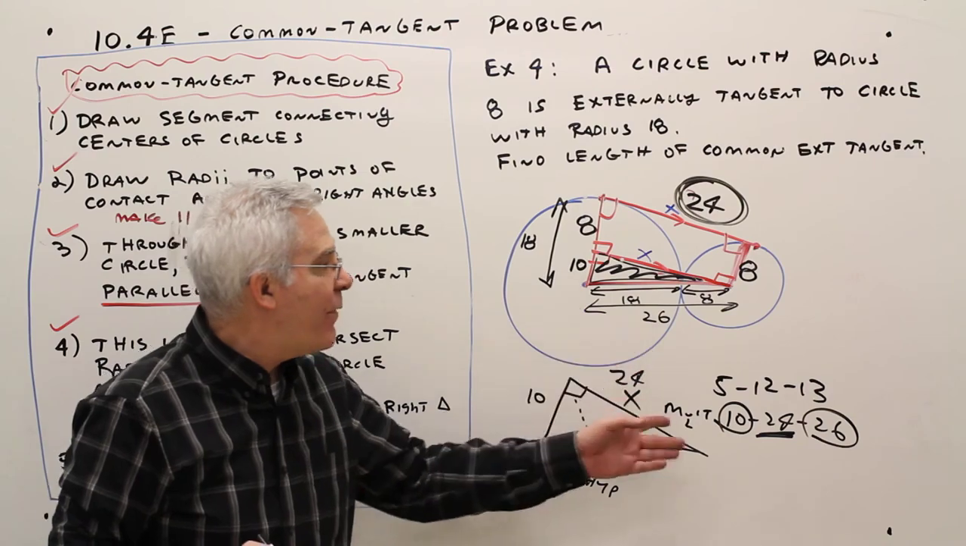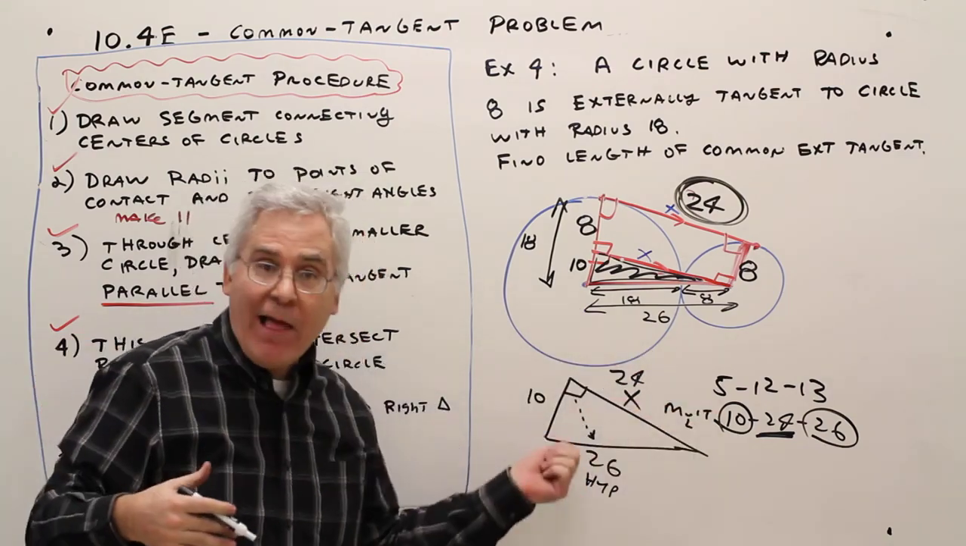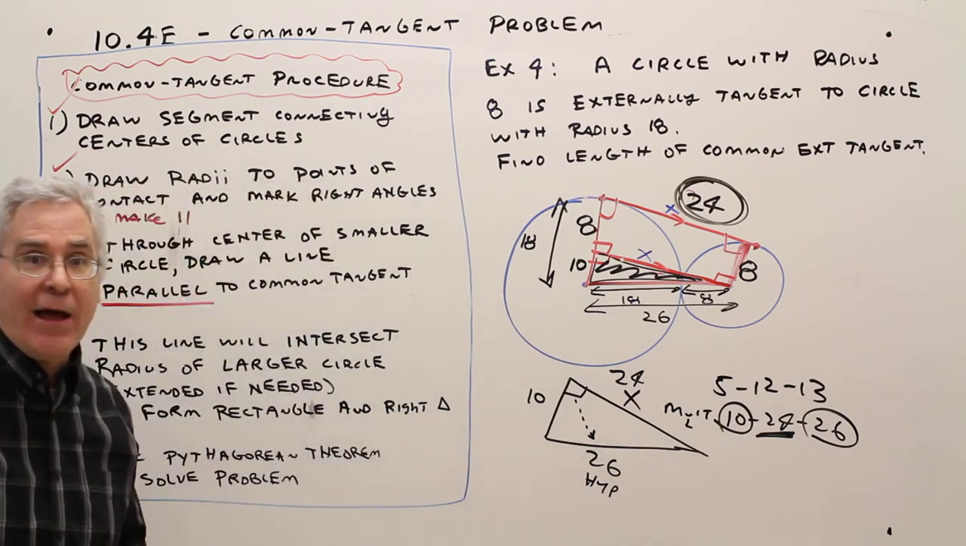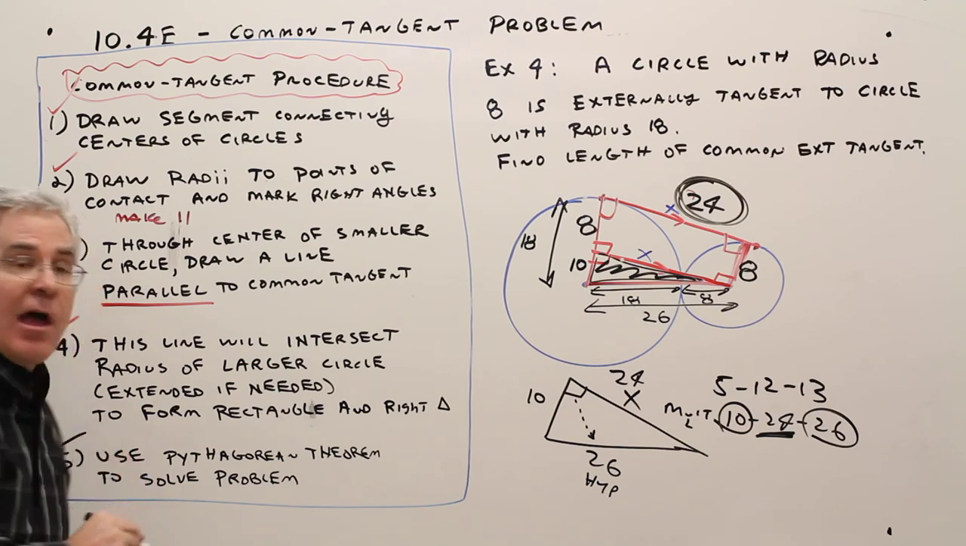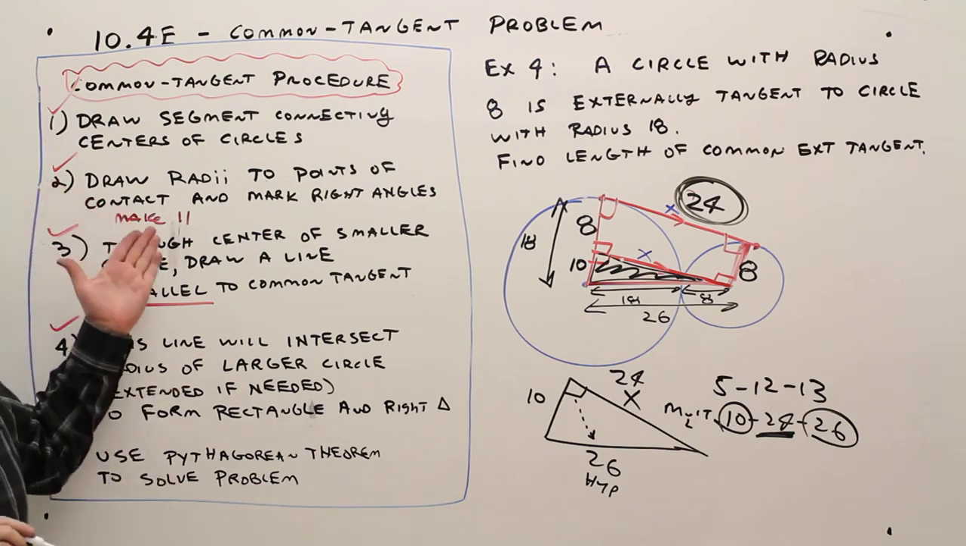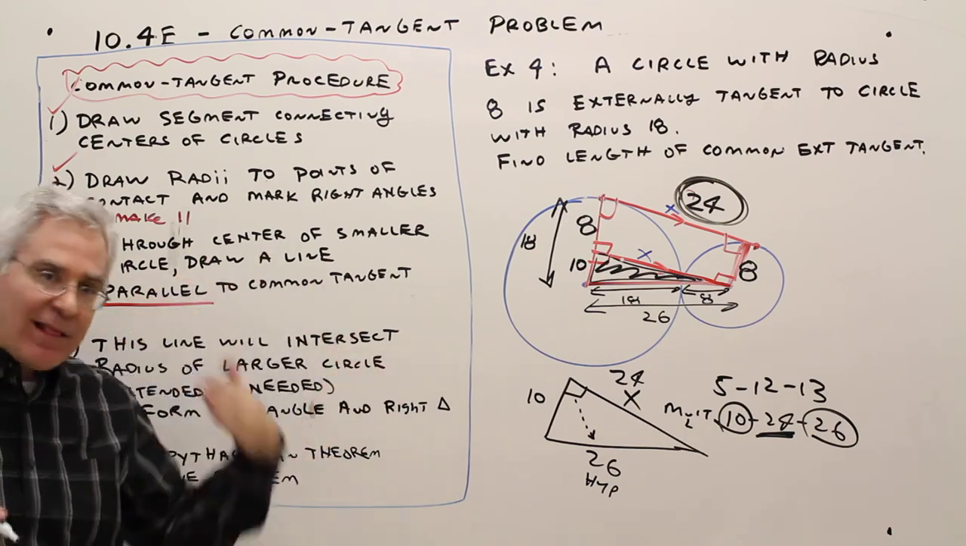If I did not have a Pythagorean triple, I would use the Pythagorean theorem: leg squared plus leg squared equals hypotenuse squared. So there you have it. How to do the 5-step procedure for the common tangent problem to solve a classic problem.